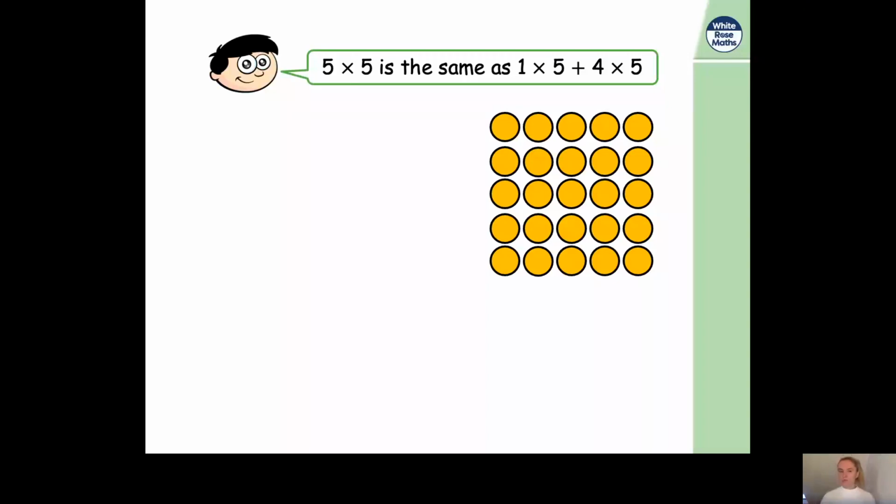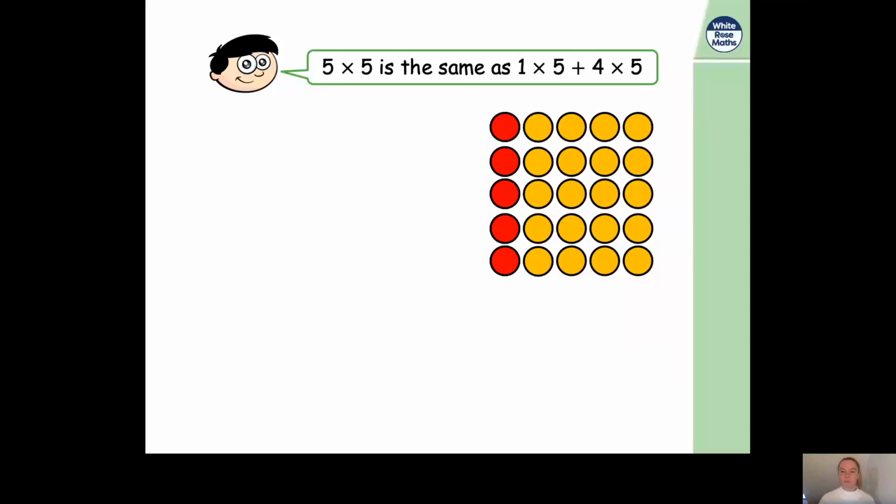Now here, we had one of these questions when we did the 2 times table. It says 5 multiplied by 5 is the same as 1 multiplied by 5 plus 4 multiplied by 5. Well, let's have a look. There you go. So we have our red column, which represents our 1 multiplied by 5, and our yellow columns, which represent our 4 multiplied by 5. Well, if we have 1 column in the red and 4 columns in the yellow, 1 plus 4 equals 5.